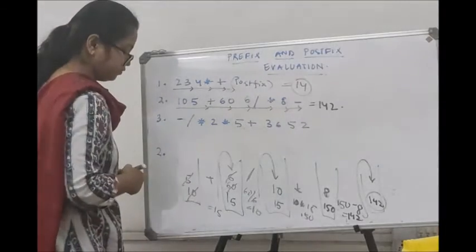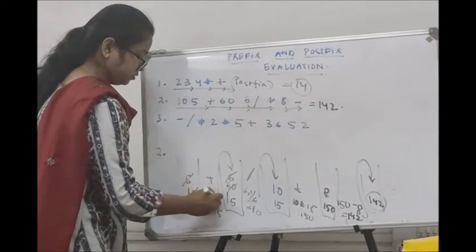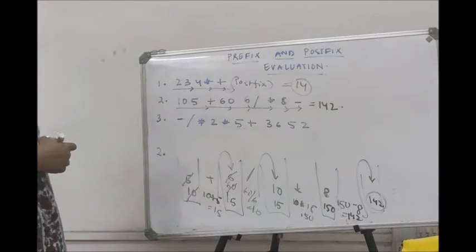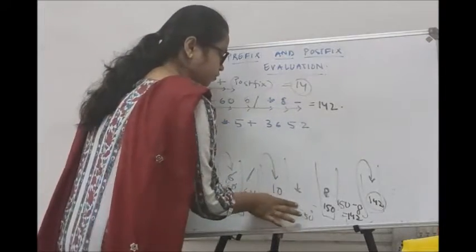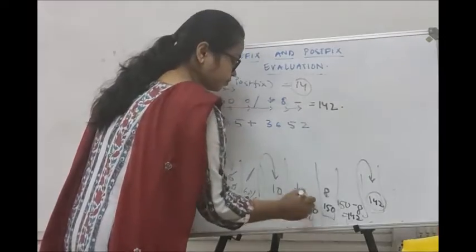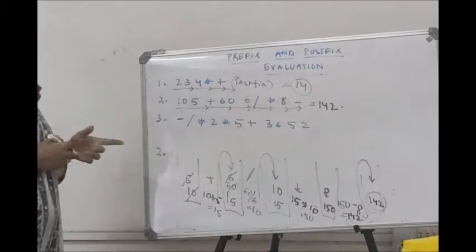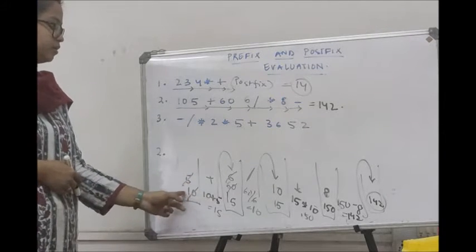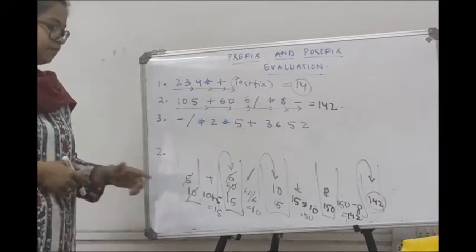This is 10 plus 1. Okay, this is how we evaluate. 15 into 10. Whenever we pop operands, the first operand stays on the right side, and the next operand stays on the left side.